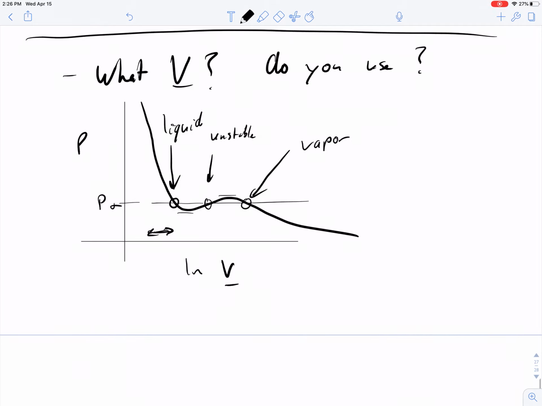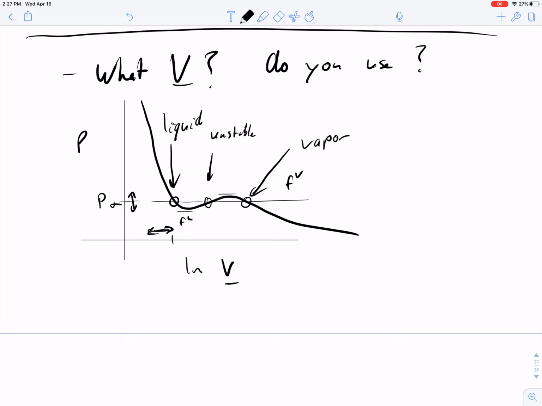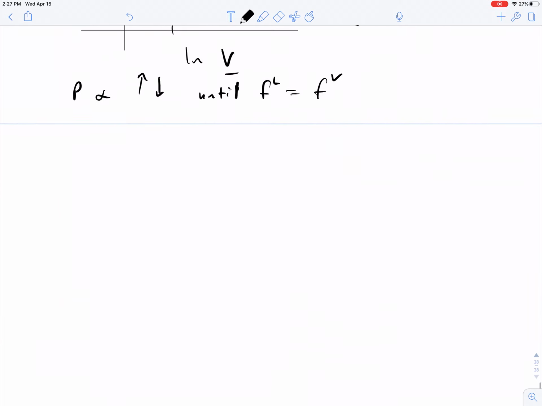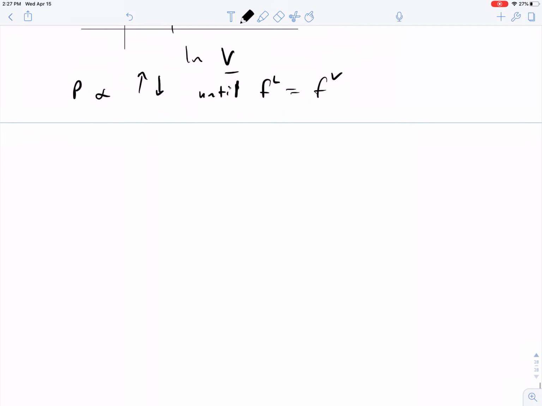Okay, so at the liquid, we'd have a fugacity coefficient that's determined at the liquid phase, and at the vapor, we'd have a fugacity, and then a fugacity coefficient calculated at the vapor phase. And so you keep moving P alpha up and down until F in the liquid phase is equal to F in the vapor phase. In principle, that's it. But the overall process, I'm going to go through it in exquisite detail.